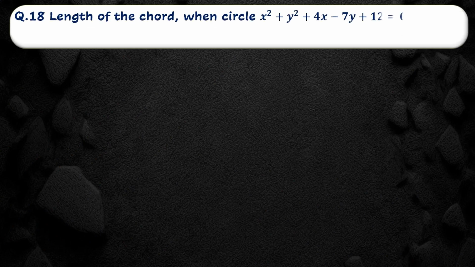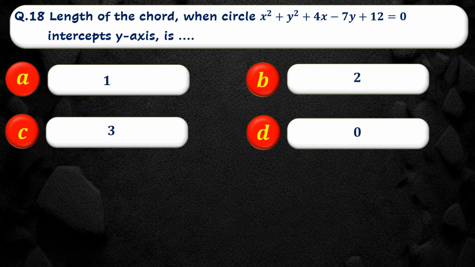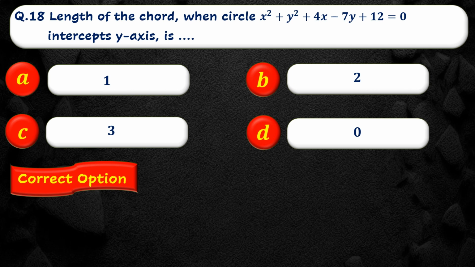Question number 18. Length of the chord when circle x² + y² + 4x - 7y + 12 = 0 intercepts y-axis is, and the options are. Let's find out which one is the correct option.